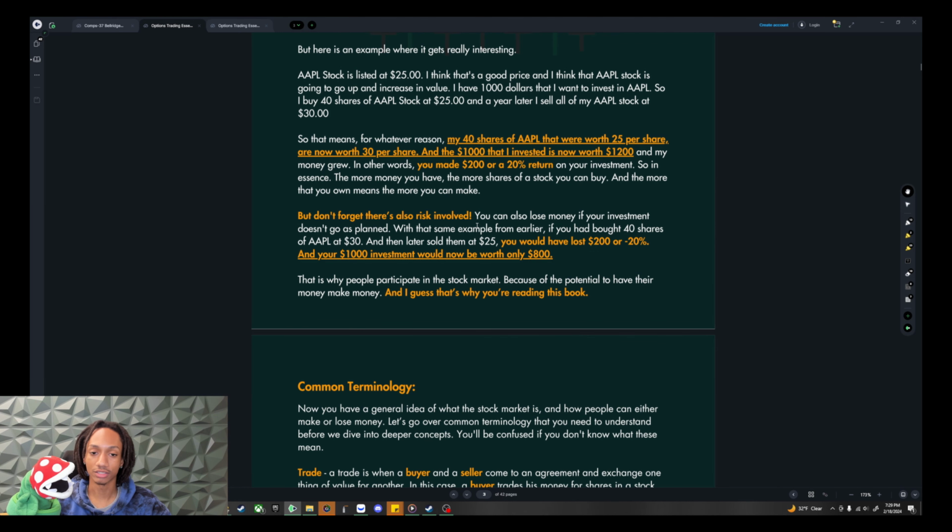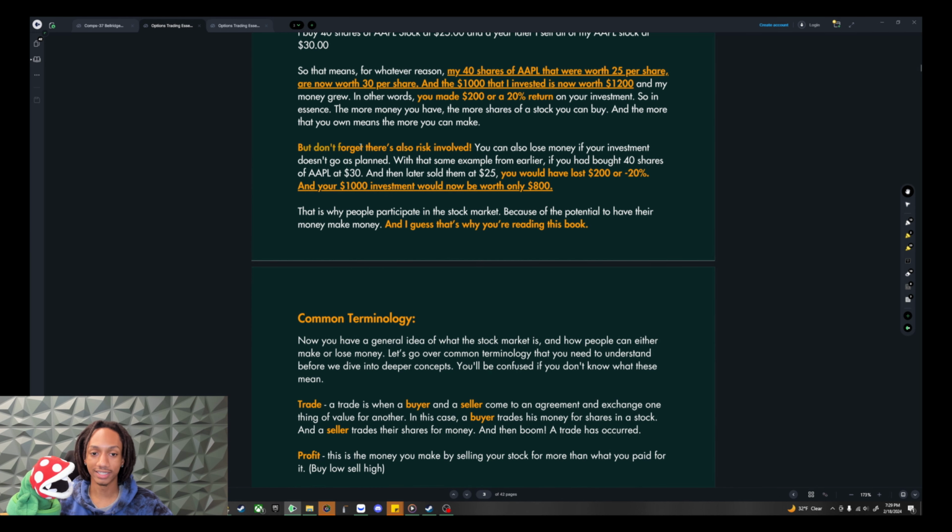If you're trading stocks, or if you come in here to learn how to trade stocks, you understand that a 20% return is a good return, and that's, again, the whole premise of the stock market, in order to grow money. And obviously, the more money you have, the more shares of a stock you can buy, and the more you own means the more you can make.